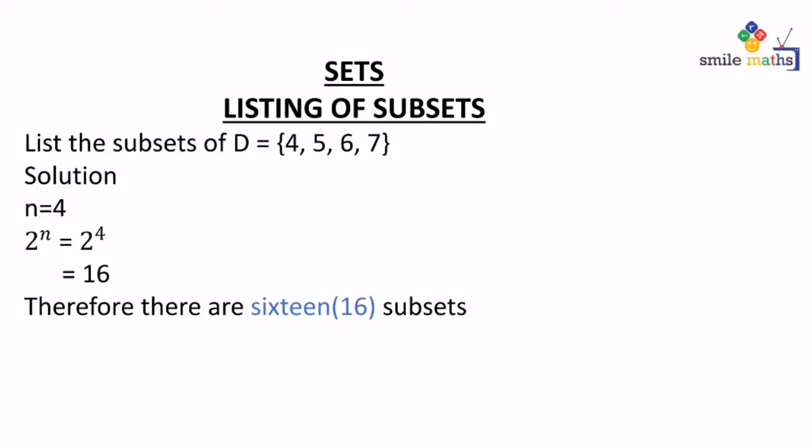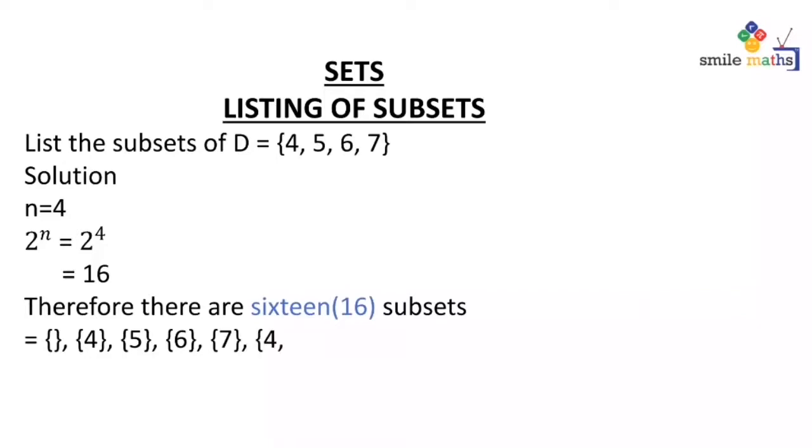So just as we did for the 3 elements, we are going to do the null set, list each of them, list all possible 2 sets, list all possible 3 sets, then we come to the set itself. So let's see how it is. We have our null set, we have the set 4, we have 5, we have 6, we have 7, that is for the ones.